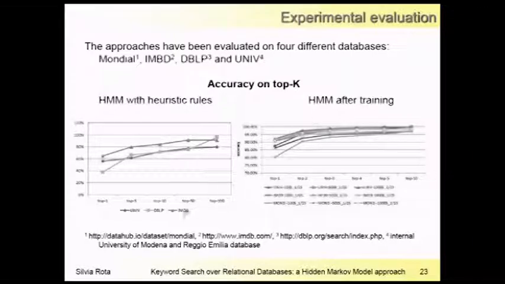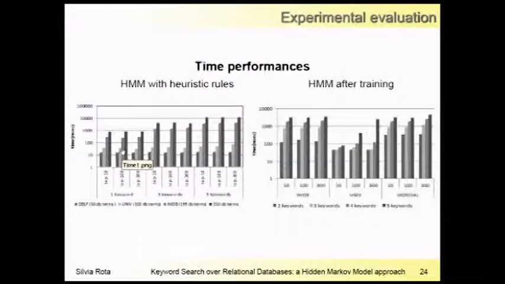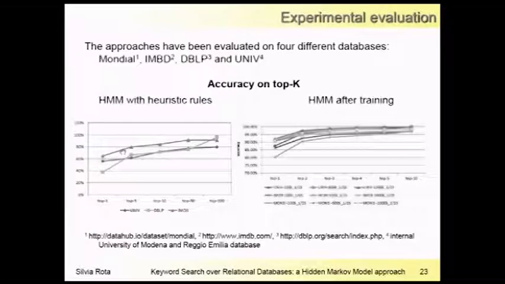Or top 5 or top 10. In this case, with the hidden Markov model with heuristics, the correct results appear in top 1. These are different databases. Sometimes it is 40%, sometimes it's over 60% of the cases, and in top 5, the maximum is 80%.